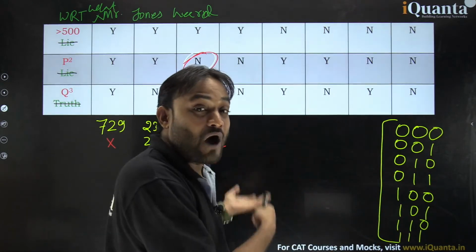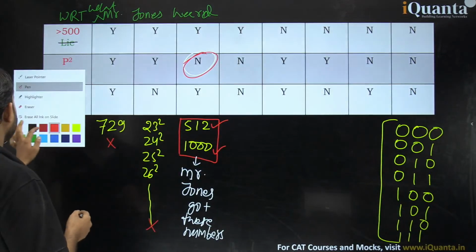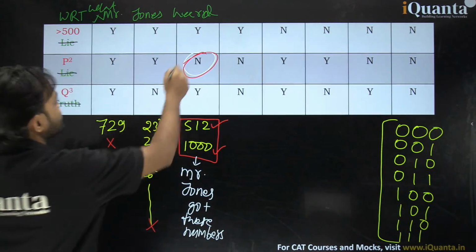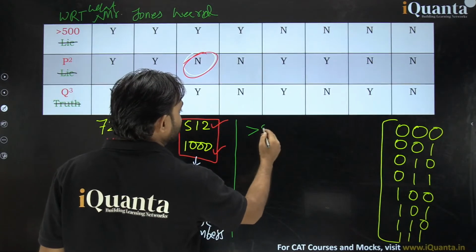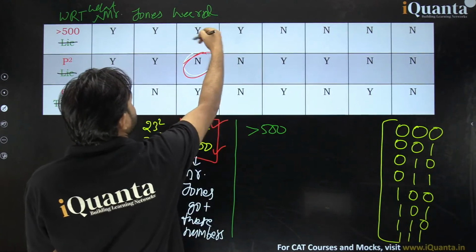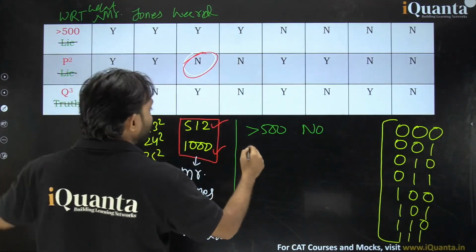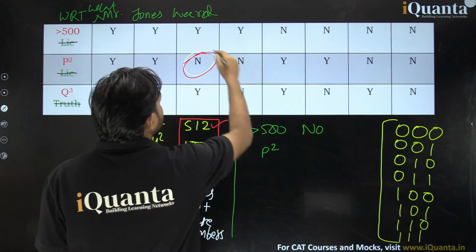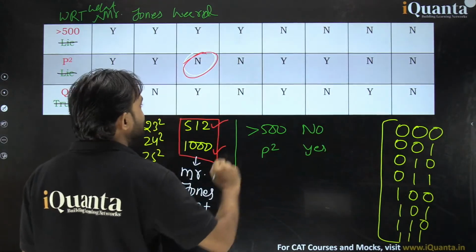This is wrong outcomes. So what is the correct outcome? What we need to take? We need to take just the opposite of this. So we need to take greater than 500. Opposite of this, because it's a lie. Perfect square? It says no. So the answer is yes. Correct is yes.